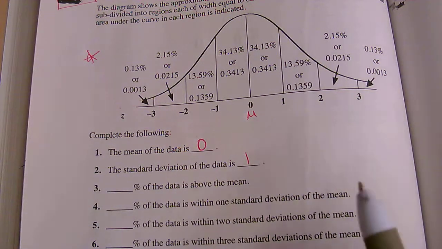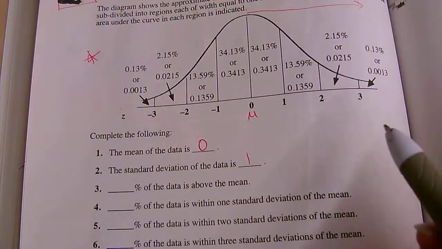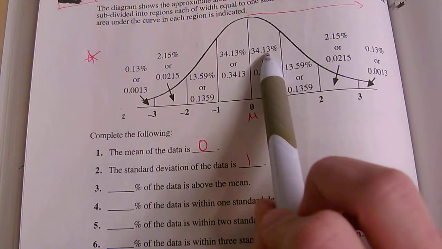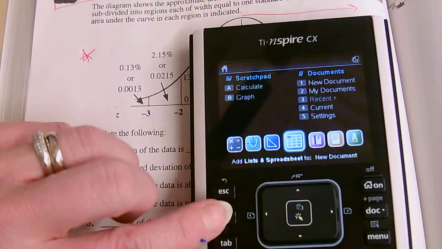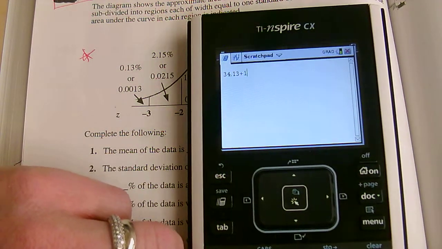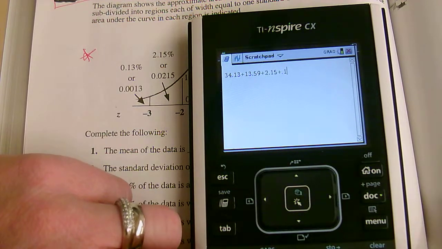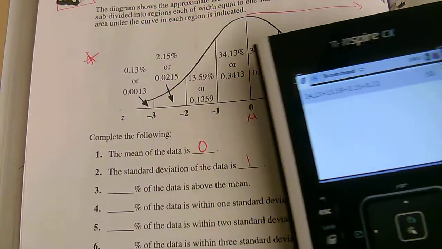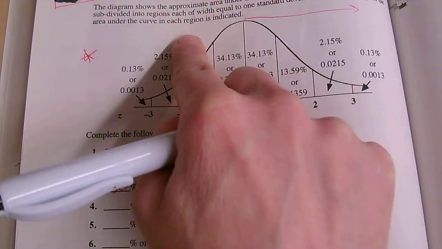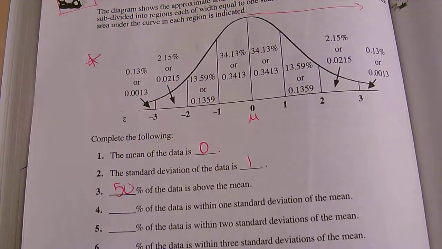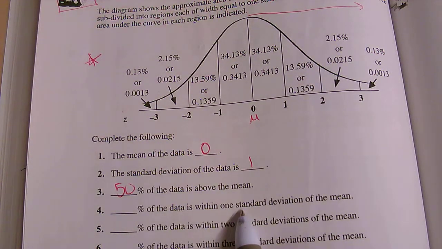So blank of the data is above the mean. Above the mean is all of this. So if I add 34.13 plus, why don't we just do that right now? 34.13 plus 13.59 plus 2.15 plus 0.13 equals 50%, which makes sense, right? We would have 50% on this side and 50% on that side to represent 100% of the data.